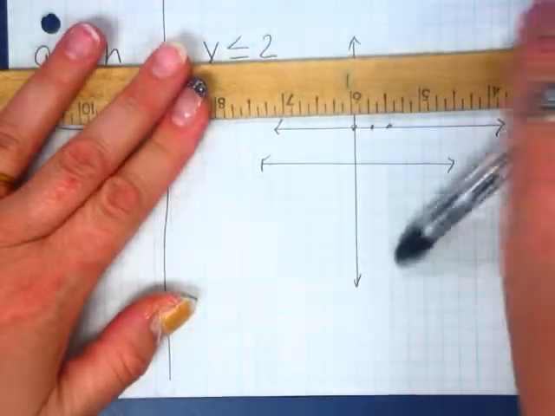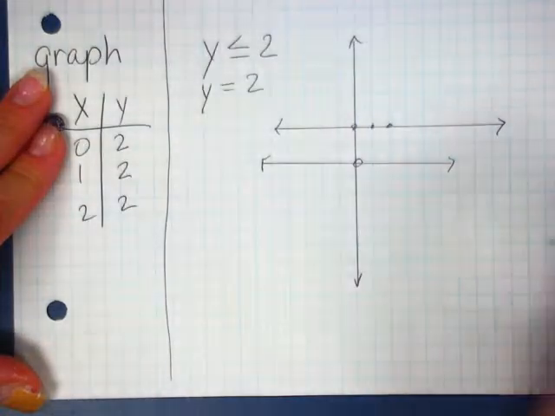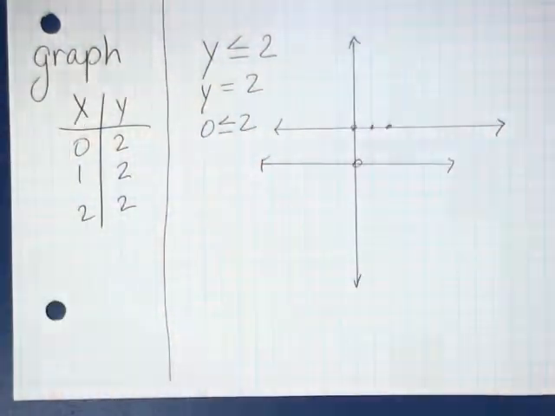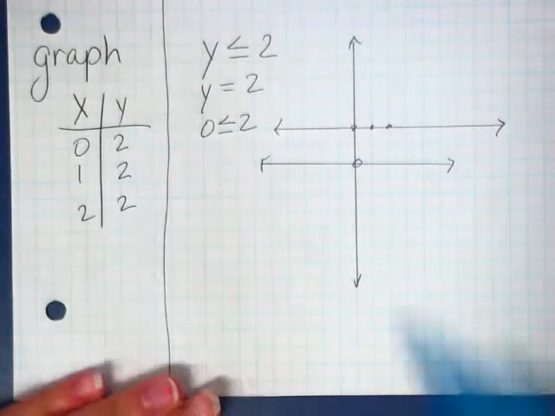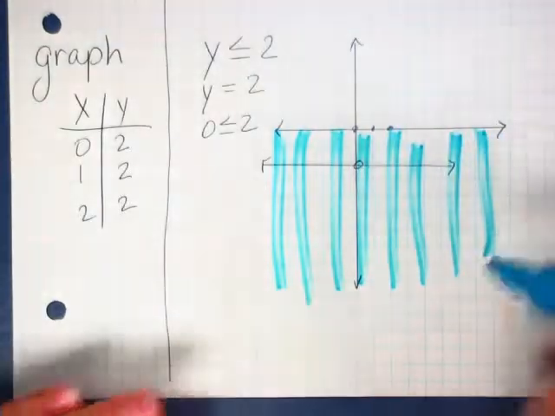We figure out what side we're coloring in. Well, (0, 0) is not part of the line, so I'm going to use (0, 0). Is y = 0 less than or equal to 2? Well, 0 is less than 2. So on the side that (0, 0) is on, we get to color in.